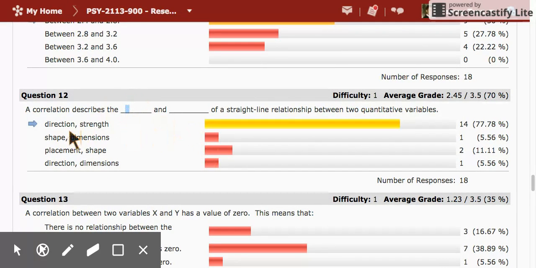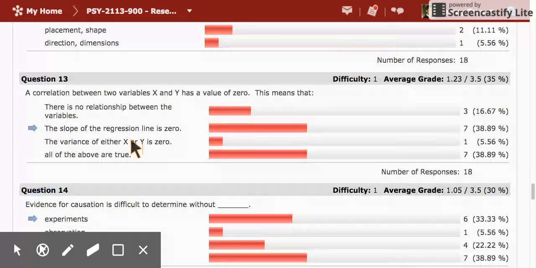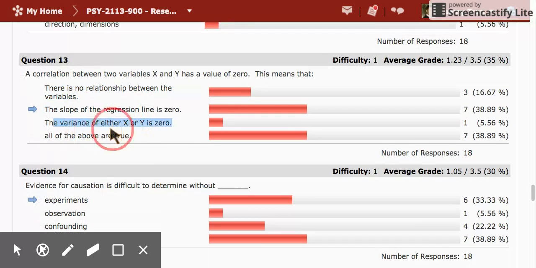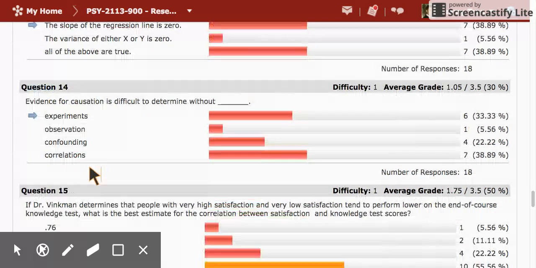So correlation describes the direction and strength, positive, negative, and how close it is to 1. So don't get confused between correlation and the relative risk index or the ratio. Correlation between x and y value has a 0. This means that the slope of the regression line is 0. You can have a significant relationship even though the value is 0. It doesn't really say anything about the variance, so this is your most correct answer.